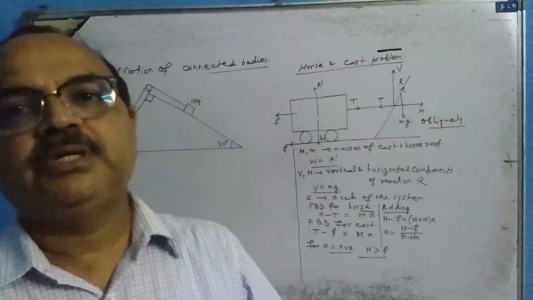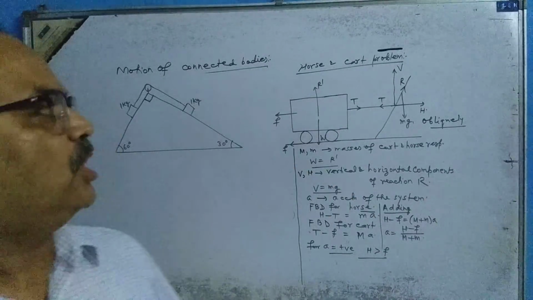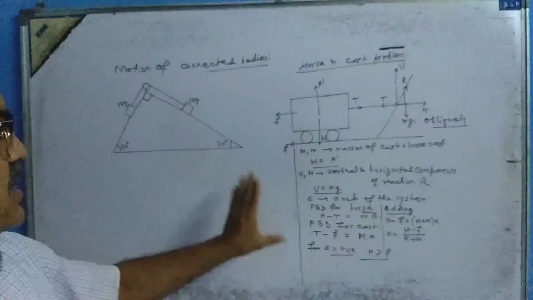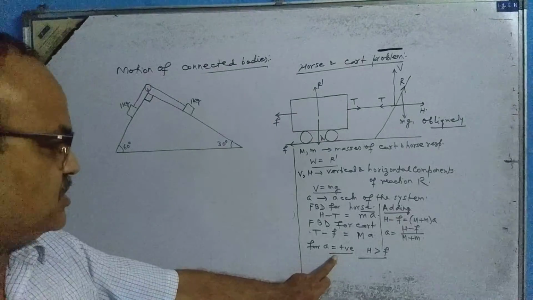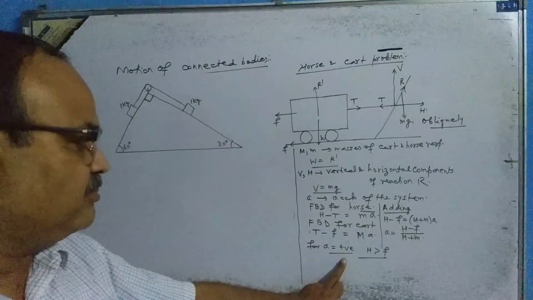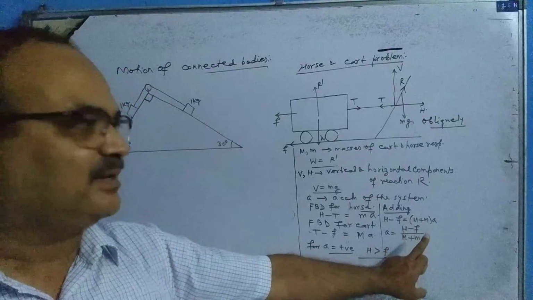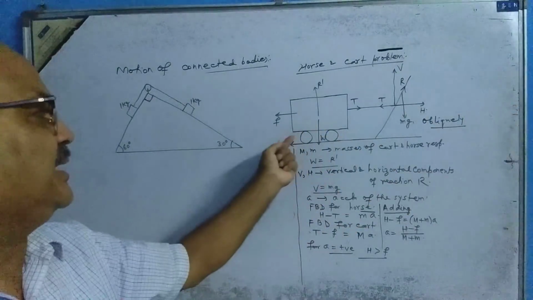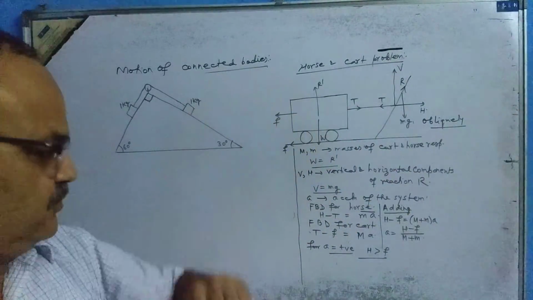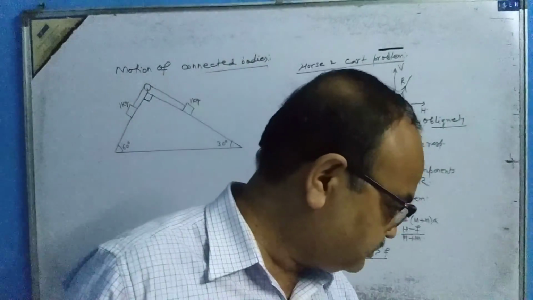Dear students, before we proceed to the next problem of this motion of connected bodies, I just want to say something more. We have discussed just now the horse and cart problem, and we have seen that the acceleration will be positive if H is greater than F. That is the forward component is more than the frictional force. There is a question in NCERT, right?